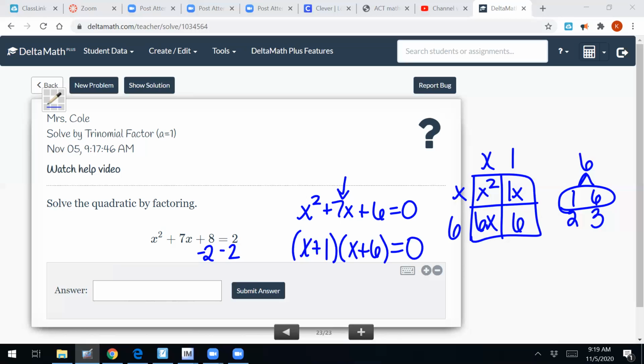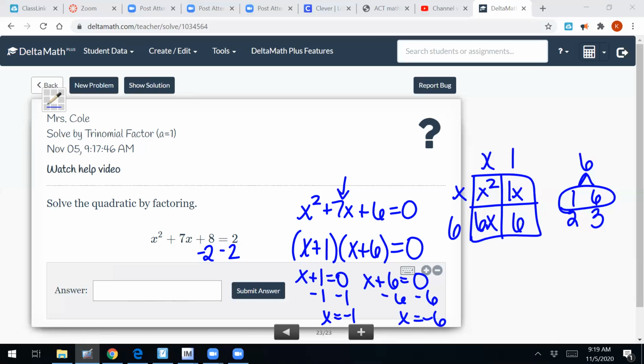Then what? Set them both equal to 0. So we're going to subtract 1, x equals negative 1, subtract 6, x equals negative 6. Are you getting it? You have questions?